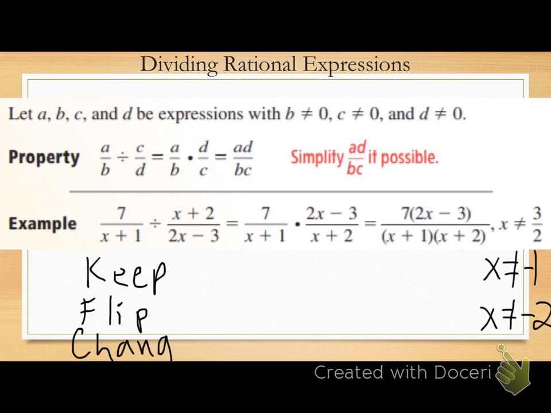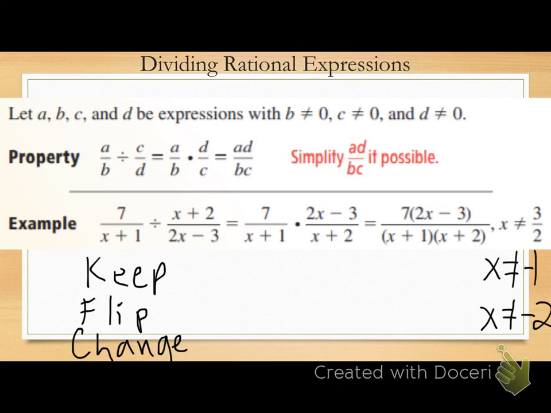Wait, why is it that x can't equal 3 over 2 again? Because if I plug 3 over 2 in for x, 2 times 3 over 2 would give me 3, and 3 minus 3 gives me 0, and I don't want 0 in the denominator. So basically, if you can plug in something and get 0 for the denominator, just look it up. It can be 0 in the numerator, but we're only looking for values that would make my denominator 0. Yeah, that clears it up.